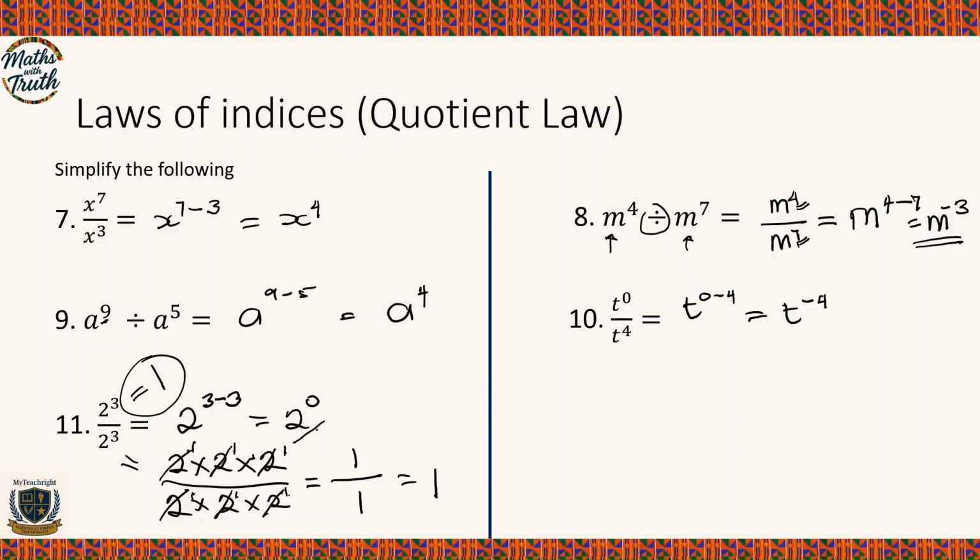Do we go with the indices, the quotient law of indices, that says that 2 exponent 3 divided by 2 exponent 3 is equal to 2 exponent 0? Or do we go with this expansion here that we can see also gives us 1? Which one should we go with?